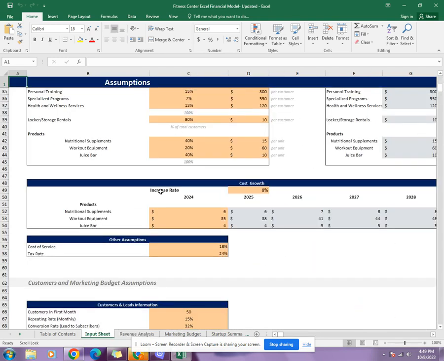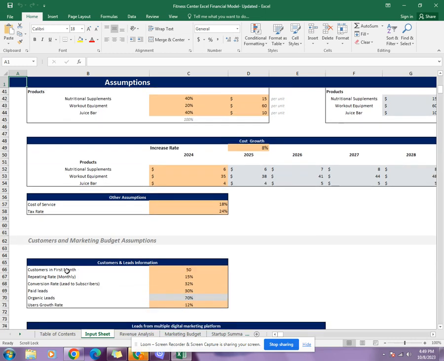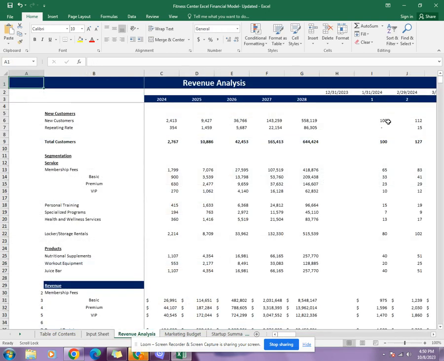For an example, I will be changing the customers in the first month from 50 to, let's just say, 100. If you see over here, this has been changed from 50 to 100, and the overall has also been changed.